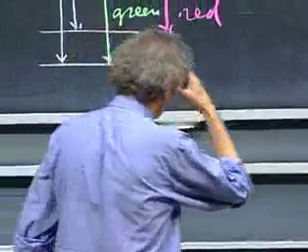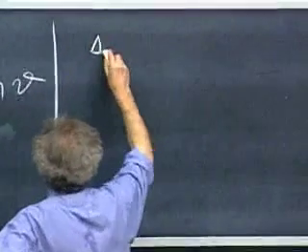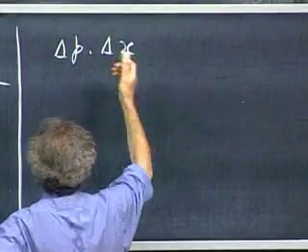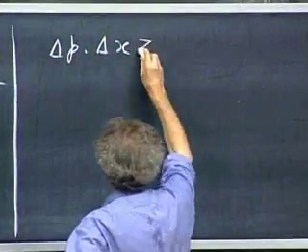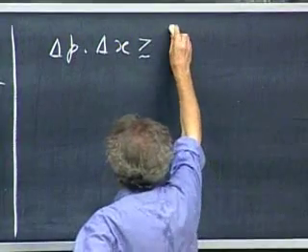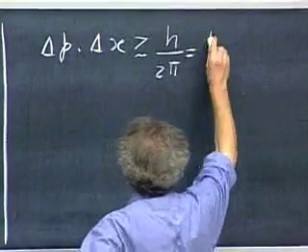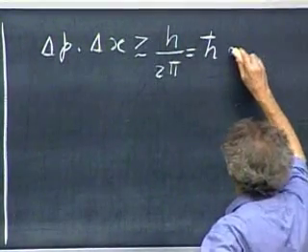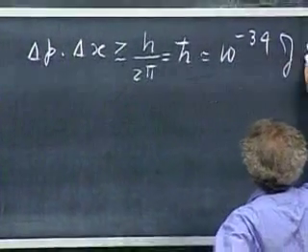What does it mean? First, let me write down Heisenberg's uncertainty principle. Delta p, which is the uncertainty in the momentum, multiplied by delta x, which is the uncertainty in the position of that particle, is larger than or approximately equal to Planck's constant divided by 2 pi, which in physics we call h bar, and h bar is approximately 10 to the minus 34 joule seconds.